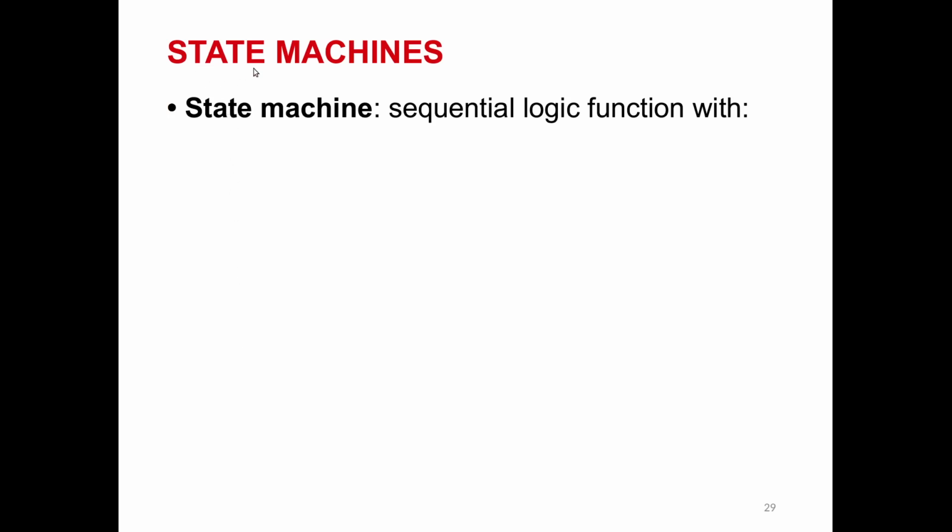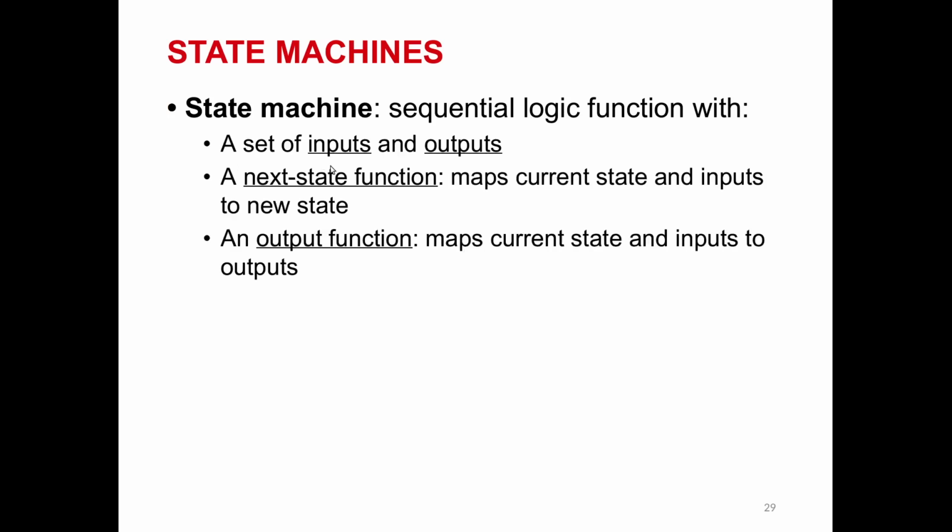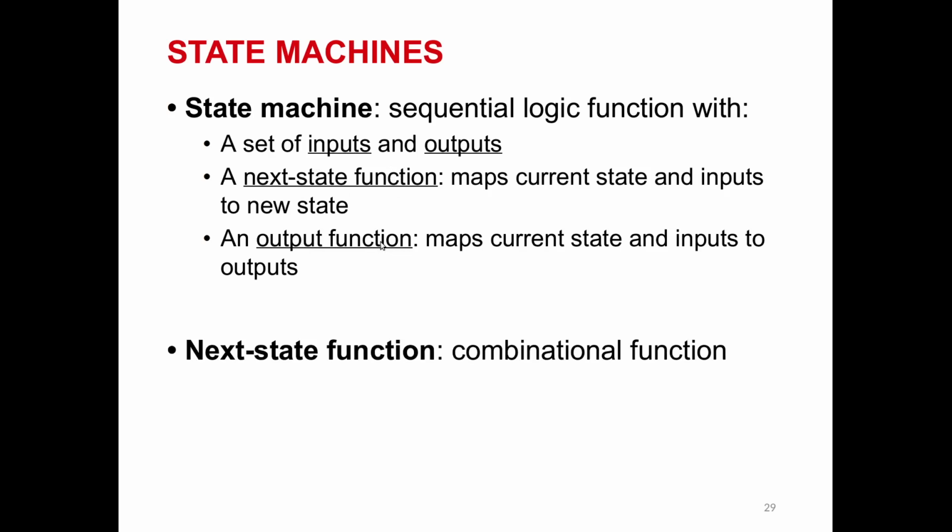Next, we will go to state machines. A state machine is a sequential logic function with a set of inputs and outputs, and it also has a state function inside, or in other words, it is a memory. The output function relies on the current state together with the input. And of course, we will need to calculate the next state. The next state function is a combinational function.